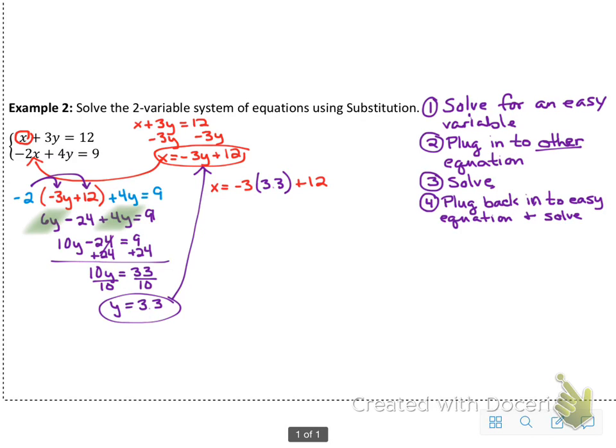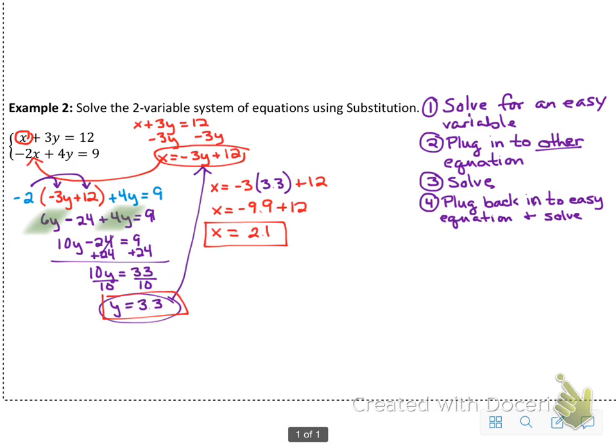Well, this is so much easier than plugging it into an original equation. You can, there's nothing wrong with it, but I want to go the easy route. So we're going to do this. We're going to have x equal to negative 9.9 plus 12, which gives us 2.1. So there are our answers. So that's it. We just solved one using elimination and then using substitution.